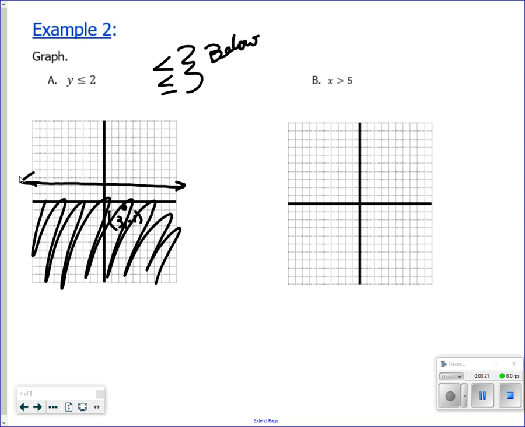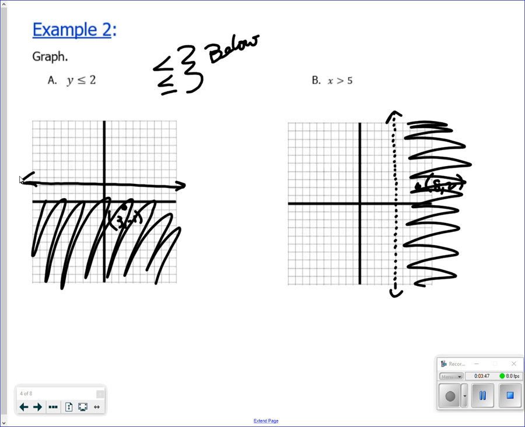So the next one, x is greater than 5. So we got a dashed line at 5 and shading. So where would the x values be bigger than 5? Well, if I picked a point over here like 8, 2. If I put 8 in for x and 2 in for y, and there's no y, so just 8 in for x, would it be true? And the answer to that is yes. So all the points on that side would work.